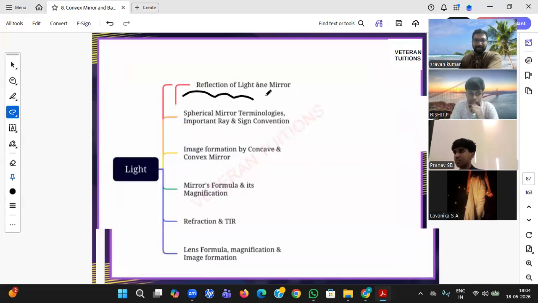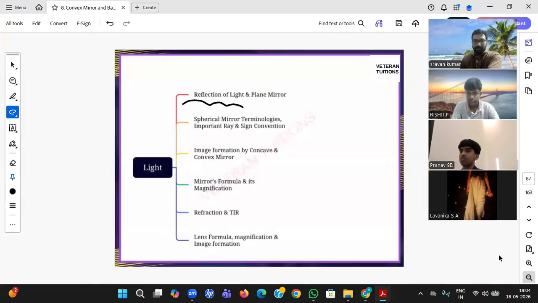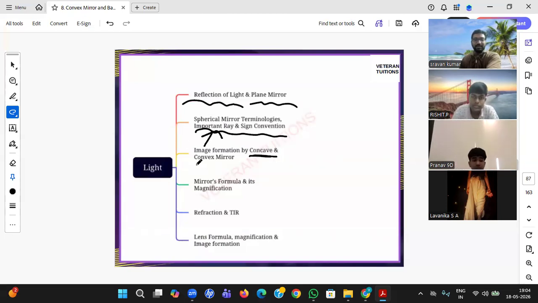So students, what all we completed till now? Reflection of light completed. Plane mirror completed. Spherical mirrors terminology is completed. Sign convention completed. And the 4 important rays also we have completed. Image formation by concave mirror completed, convex mirror completed. Now we are going to the numericals, but today we will not go, tomorrow we will go.